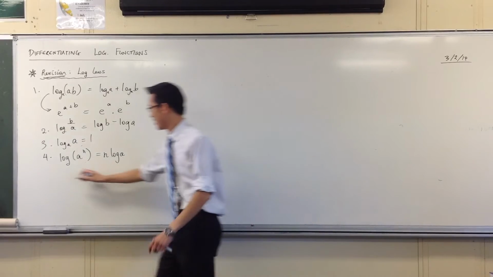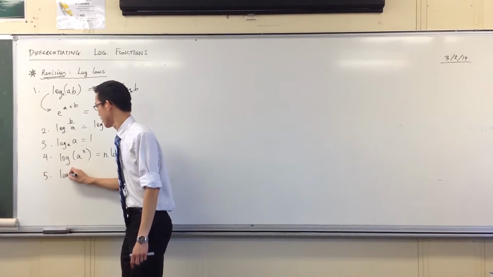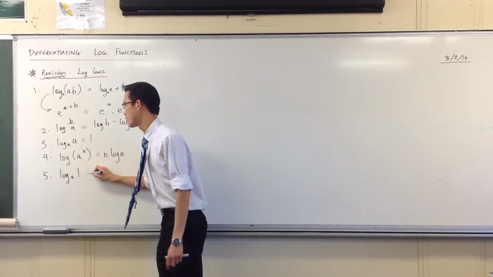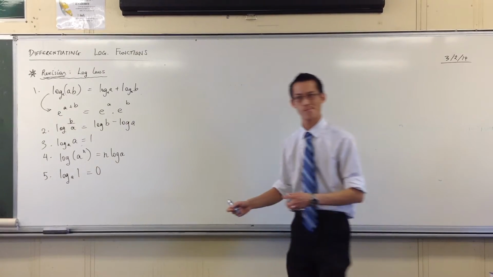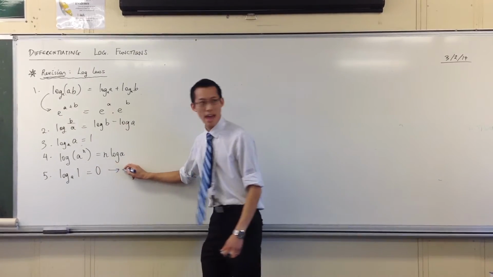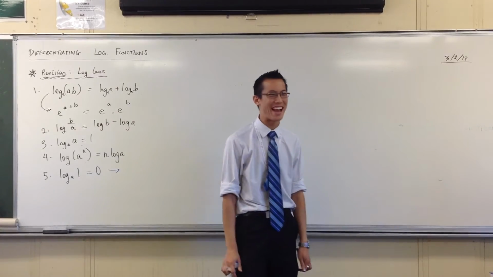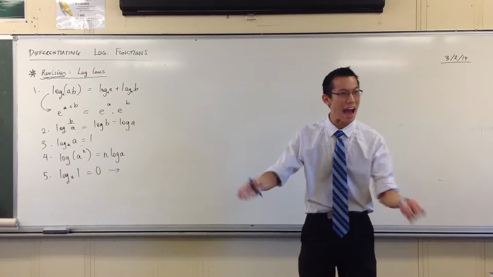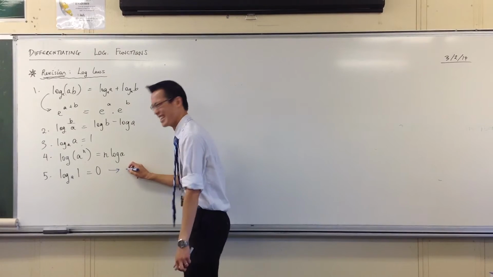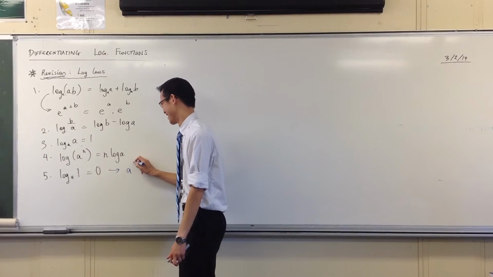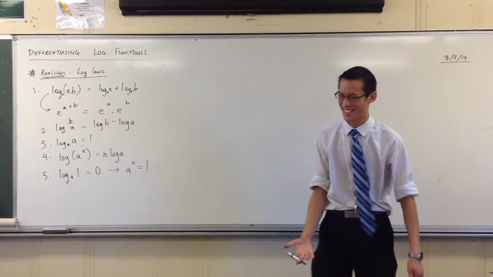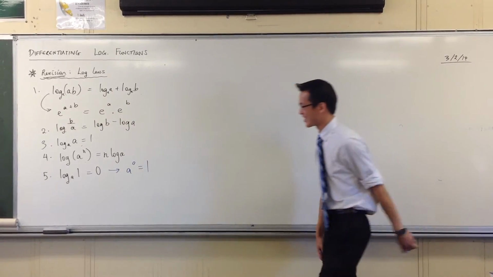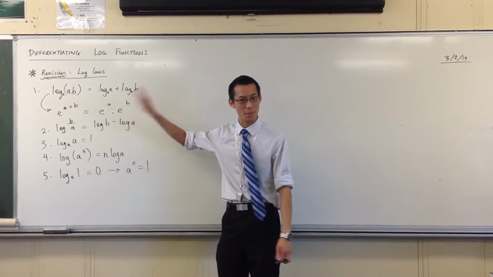Another one? Yeah, Ren. Log to the base A of 1 equals 0. Fantastic. Okay. Again, what's the equivalent index law here? A to the 0 equals 1. It was the same, just louder. Okay, fine, good. You obviously can do this for all of them, right?